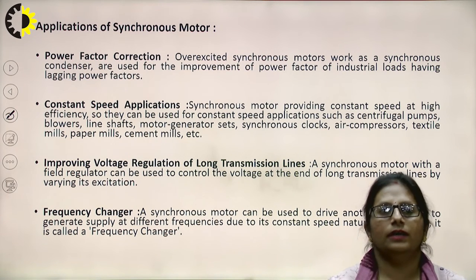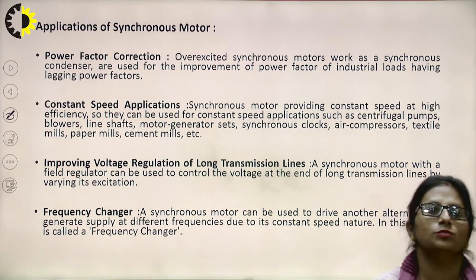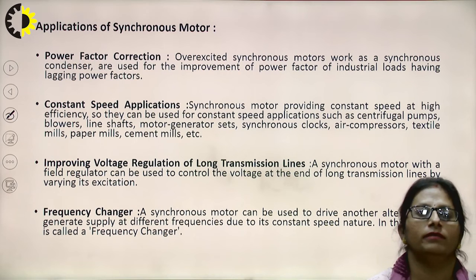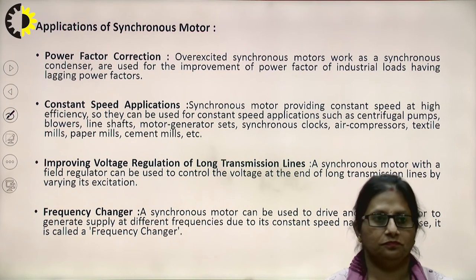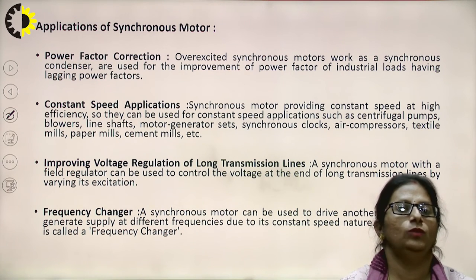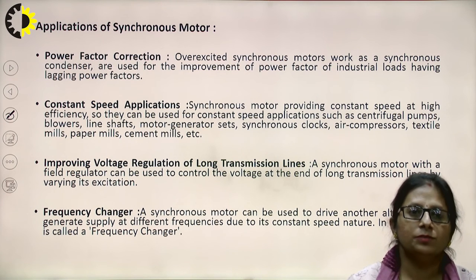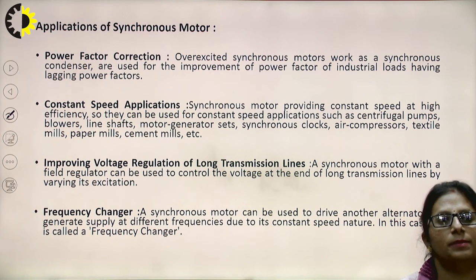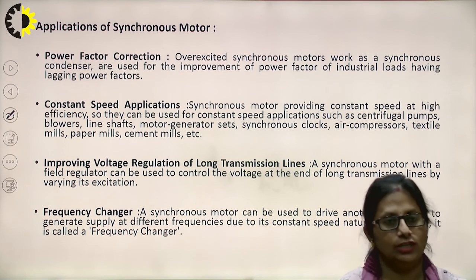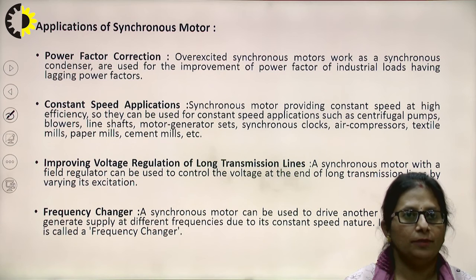The third one is that it can be used for improving the voltage regulation of a long transmission line. A synchronous motor acts as a field regulator. It can be used to control the voltage at the end of a long transmission line by varying its excitation. The last one is that it can be used as a frequency changer. A synchronous motor can be used to drive another alternator to generate supply at different frequencies due to its constant speed nature. In this case, it is called a frequency changer. So these are the various applications.